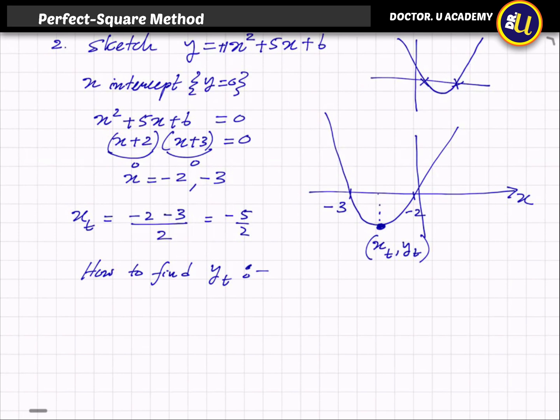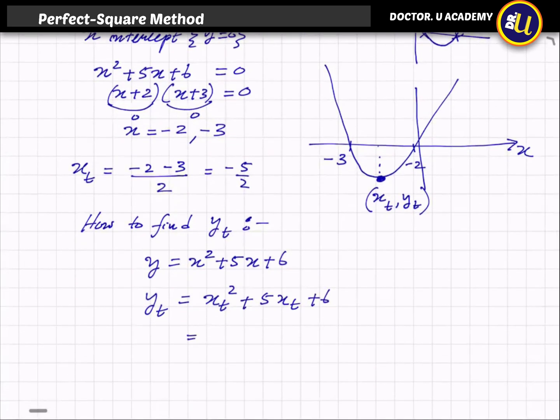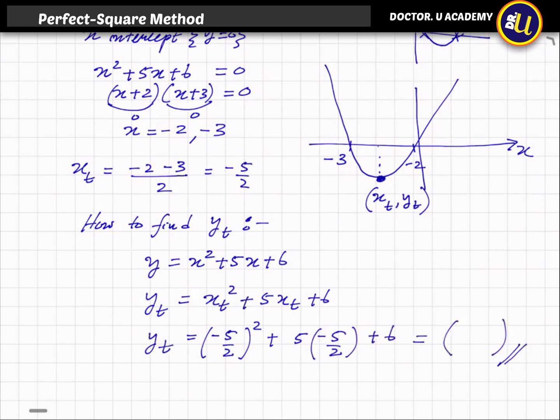We know the equation, y is equal to x squared plus 5x plus 6. So to find yt, we will plug xt into the equation. So it's xt squared plus 5xt plus 6. So xt is equal to (-5 divided by 2) whole thing squared plus 5 times (-5 divided by 2) plus 6. So that is yt. When you simplify it, you get the solution of yt.